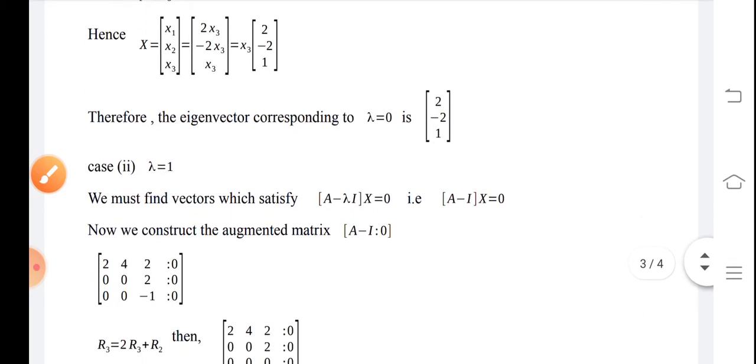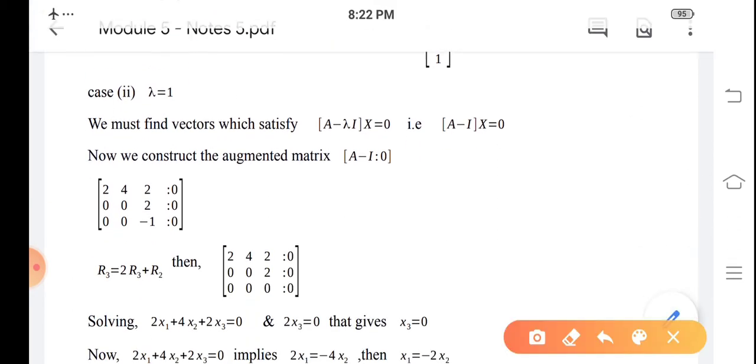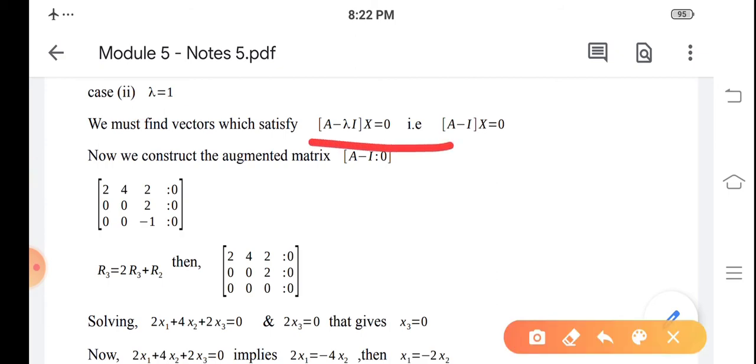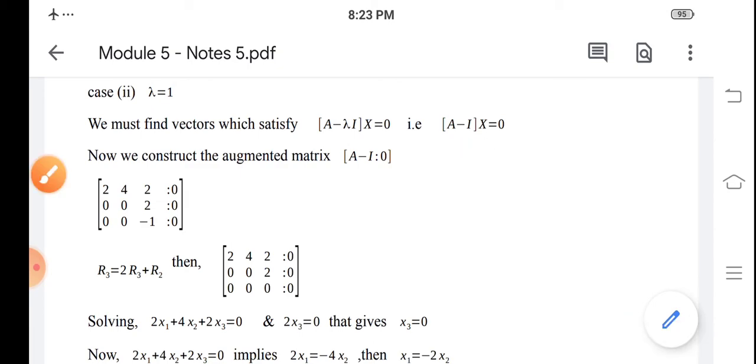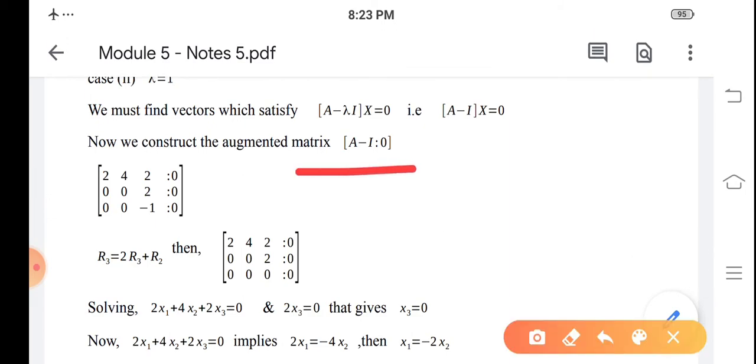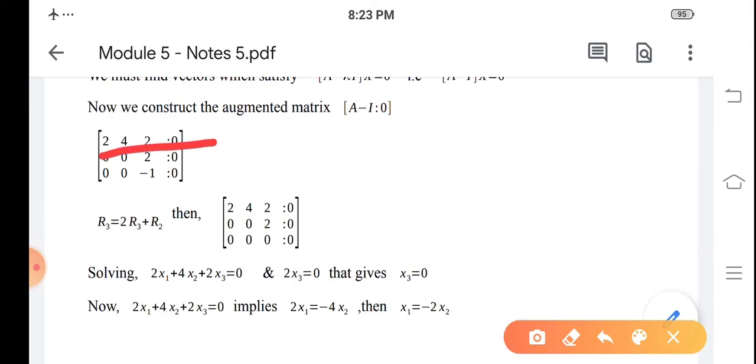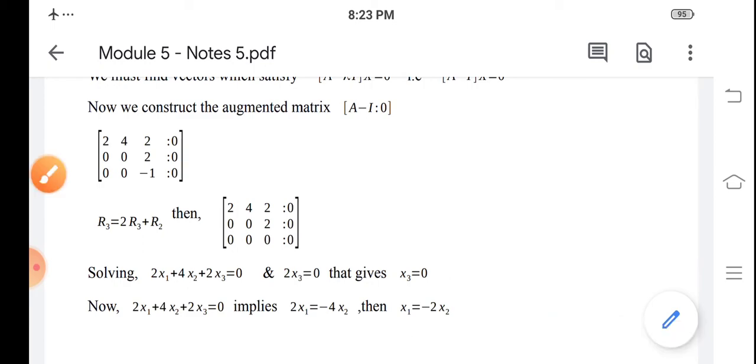Let us consider the next case, that is lambda equal to 1. When lambda equal to 1, we write (A minus lambda I) into x as (A minus 1 times I), that is (A minus I) into x equal to 0. And the augmented matrix is [A minus I | 0]. That will be 2, 4, 2 | 0; 0, 0, 2 | 0; and 0, 0, minus 1 | 0. Here we require a row operation to reduce this to echelon form.